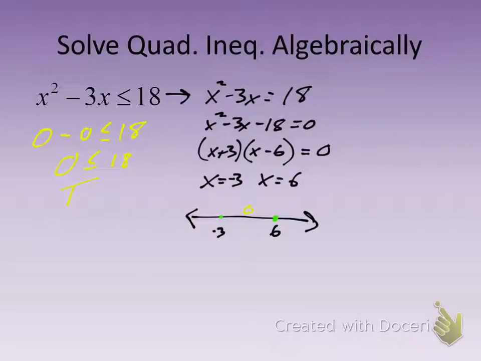All righty? Your final answer, though, is that actual compound inequality. So the range of answers is these in between -3 and 6. So write that as an inequality. -3 less than or equal to x less than or equal to 6.